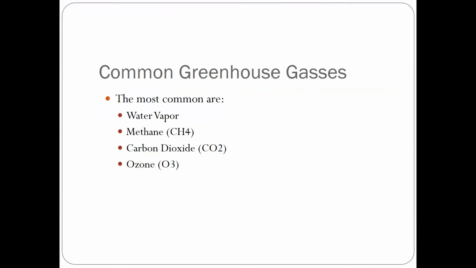Now, there are 4 main greenhouse gases that we are concerned about here on Earth. Now, these aren't the only 4 greenhouse gases, but these are the 4 common ones. And they are water vapor, methane, carbon dioxide, and ozone. Let me talk about each one of these really quick.